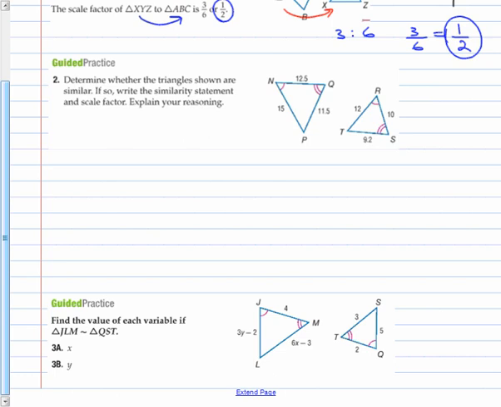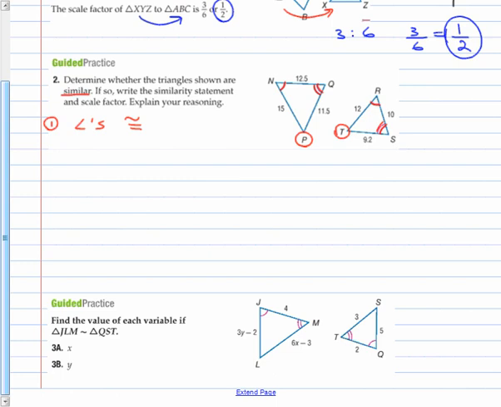Determine whether the triangles shown are similar or not. Well, if they are going to be similar, there are 2 things I have to check. Number 1, I have to check the angles. All the corresponding angles have to be congruent to each other. So let's try it out. I have an angle N that's congruent to an angle R. I have an angle Q that is congruent to an angle S. They didn't say anything about angle P down here and angle T.